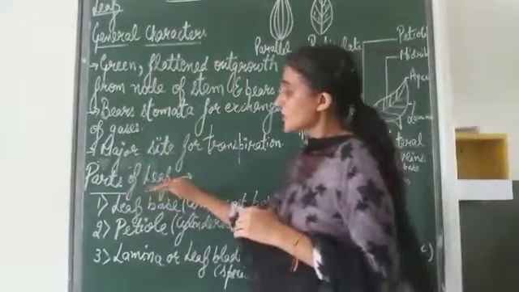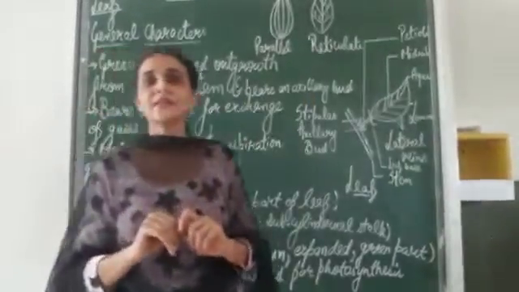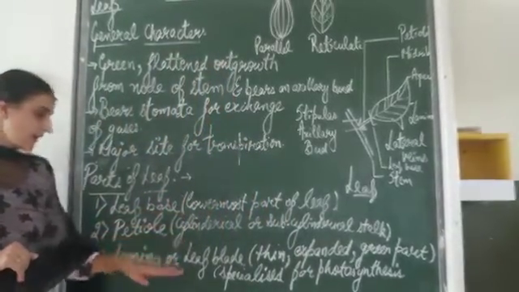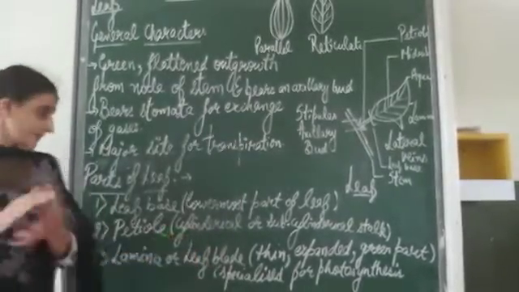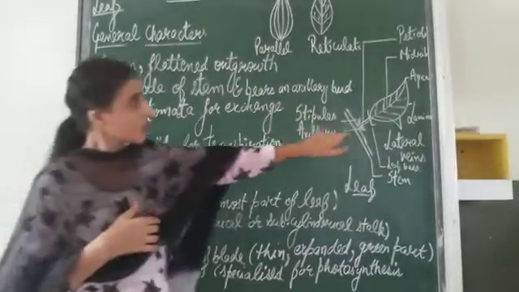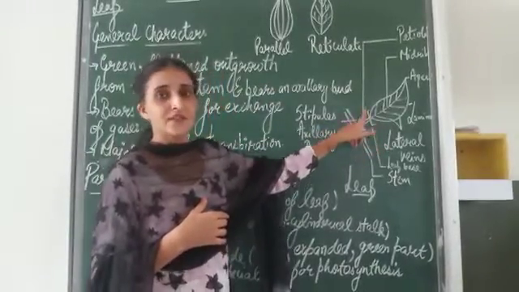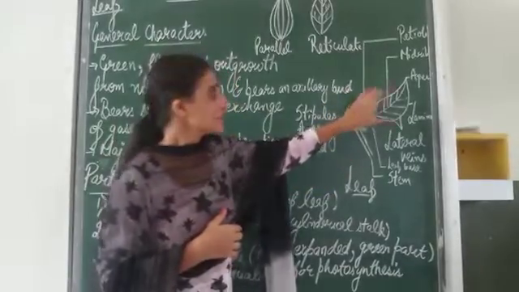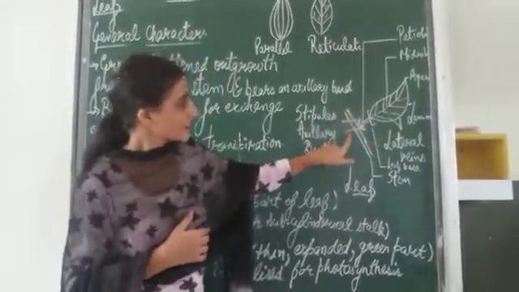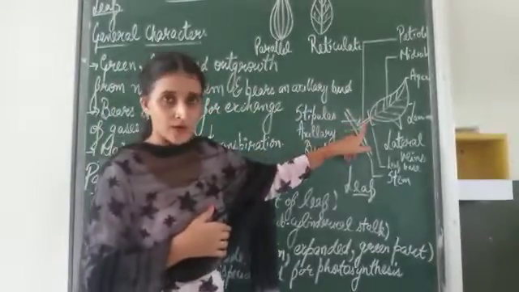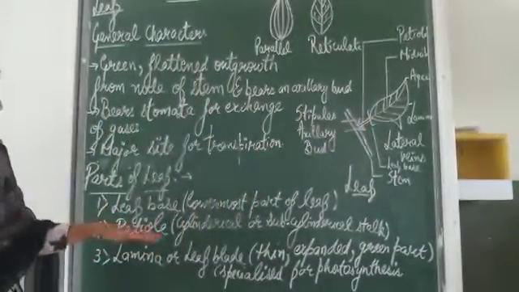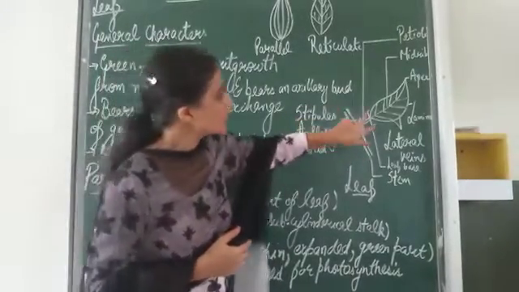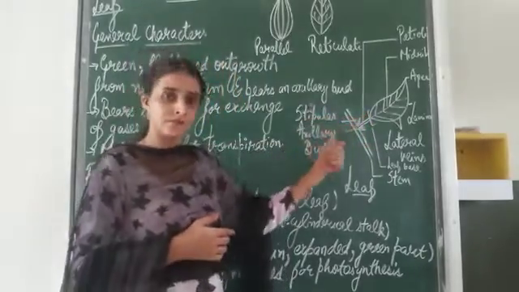So let's start with the parts of leaf. A typical leaf consists of three main parts, that is leaf base, petiole, and lamina or leaf blade. So what is leaf base? The lowermost part of the leaf is known as leaf base. Generally the leaf base helps to attach the lamina with the stem through the petiole. So simply, what is petiole? Petiole is a cylindrical or subcylindrical stalk which helps to attach the leaf base with the stem.